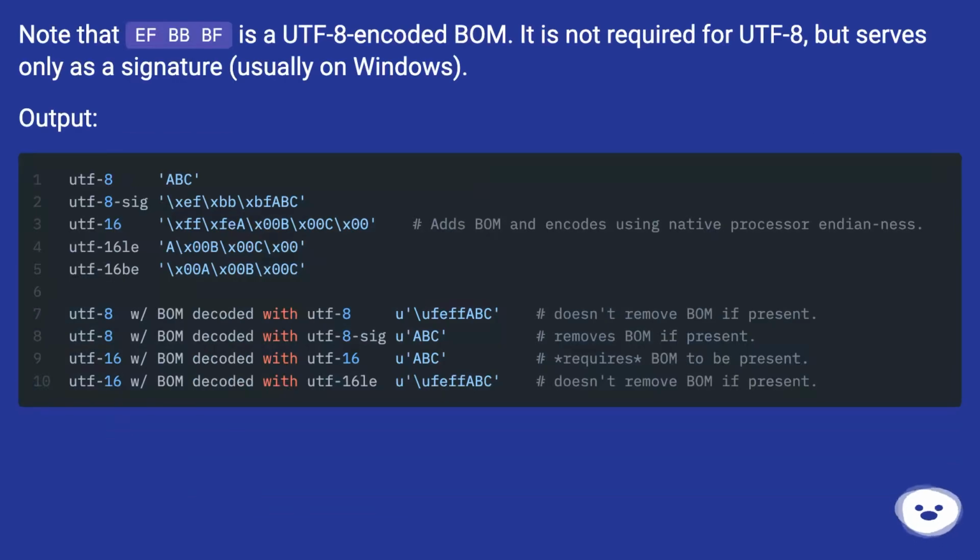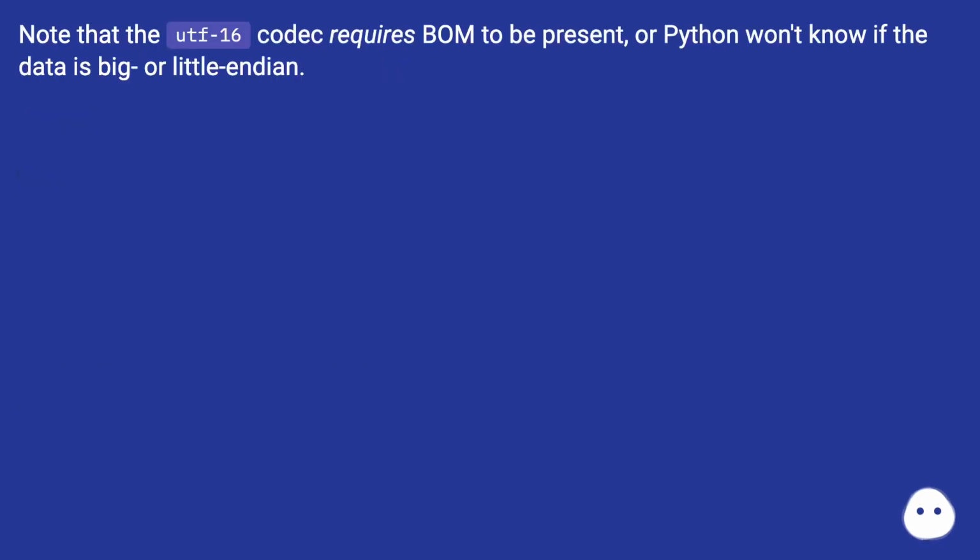Note that EF BB BF is a UTF-8 encoded BOM. It is not required for UTF-8, but serves only as a signature, usually on Windows. Output. Note that the UTF-16 codec requires the BOM to be present, or Python won't know if the data is big or little endian.